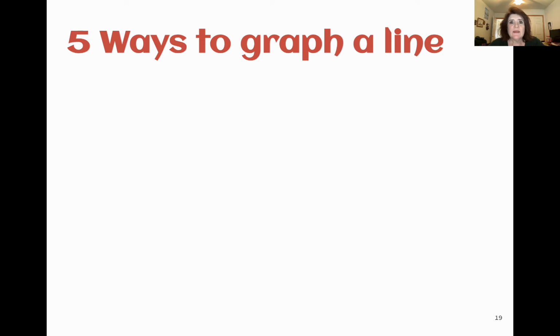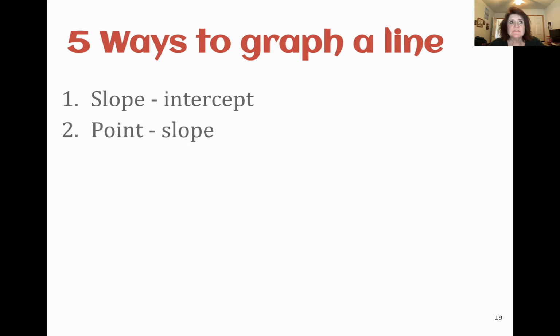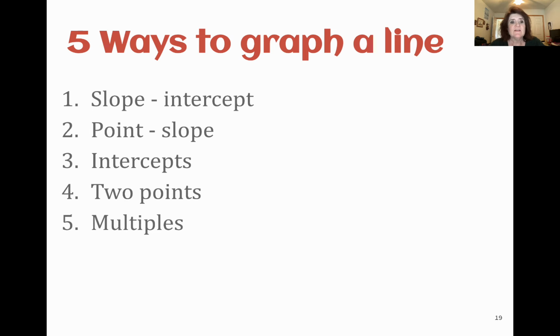There are 5 ways to graph a line. The first is slope-intercept. Second is point-slope. Third is intercepts. Fourth is 2 points. And fifth is called multiples. We're going to talk about each one.